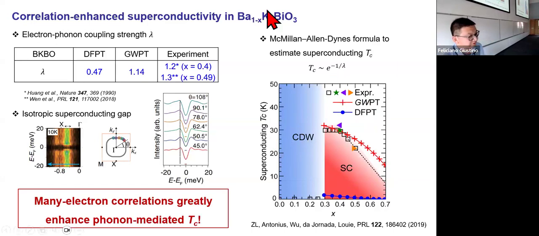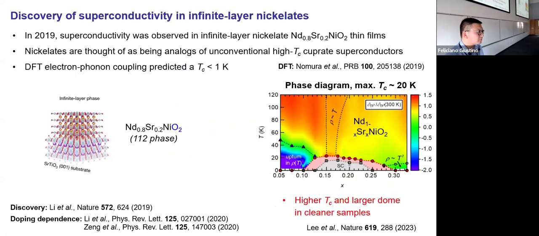So this shows that for this material, BKBO, it actually is a strong electron-phonon coupled superconductor where correlation effects have a critical role to enhance the coupling strength. And I would like to give another example on superconductivity, which shows that not only the matrix elements are important, but the self-energy in the band structure also can be quite important in certain materials.